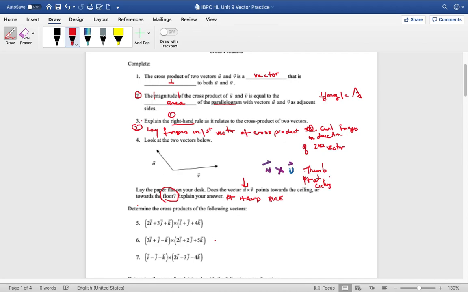Right, so the right-hand rule is nice for trying to picture what the cross product is doing. It's kind of easier to picture if somebody orients me on an axis, but if I've just got random vectors, I'm not exactly sure.